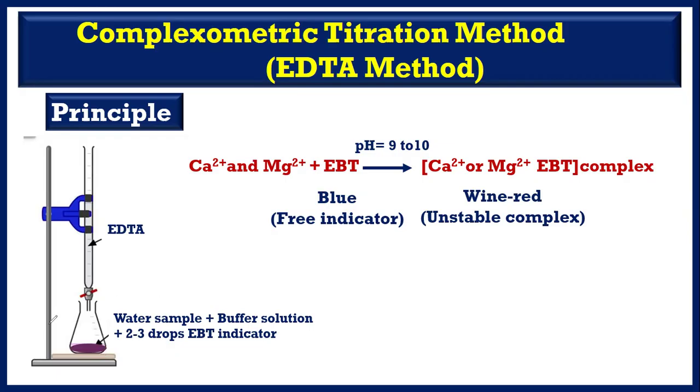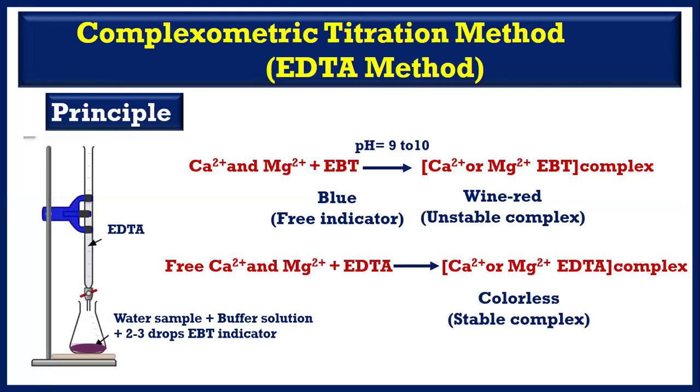Now when we start the titration, the free calcium and magnesium get combined with the EDTA. When we start the titration, we add EDTA dropwise into the conical flask, and the free calcium and magnesium combine with the EDTA. Why are we using the word free here? Because a few calcium and magnesium ions get consumed by the EBT. The remaining calcium and magnesium ions now combine with the EDTA and form the complex. We know that the complex of EDTA with calcium and magnesium ions is colorless.